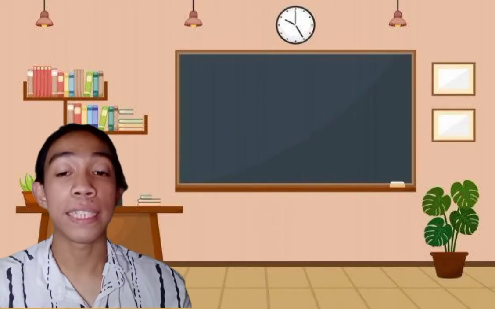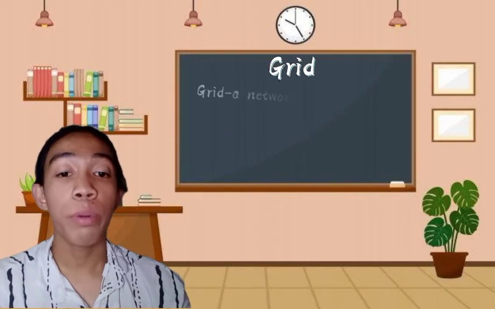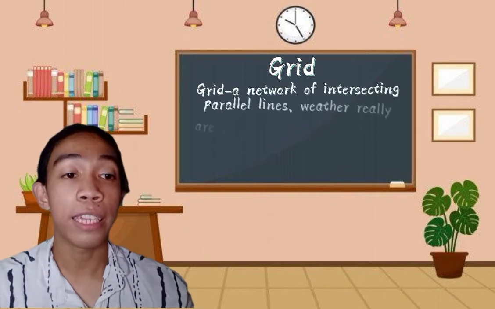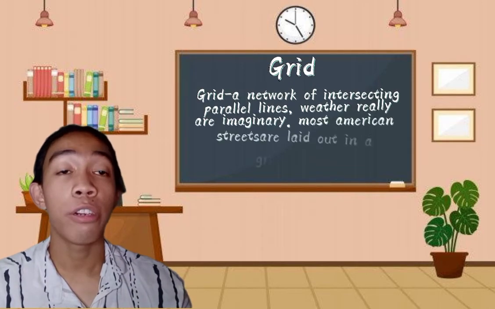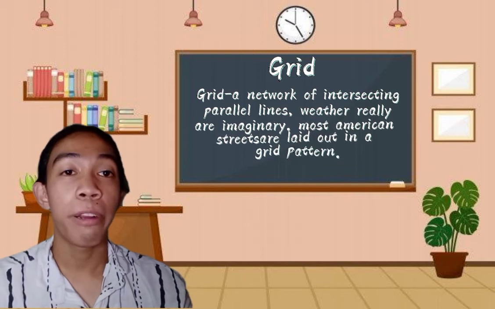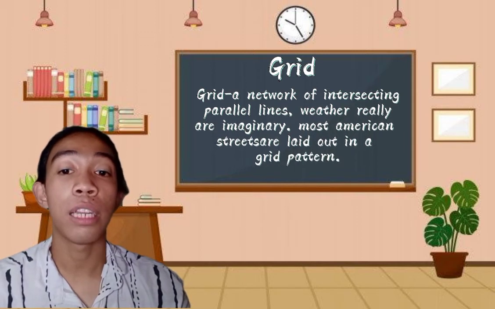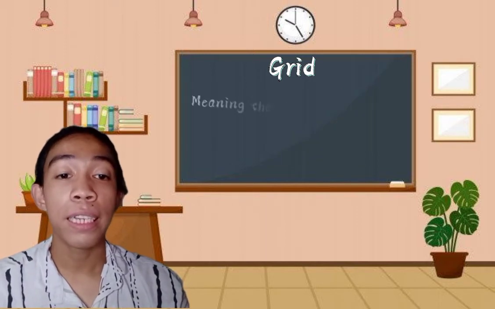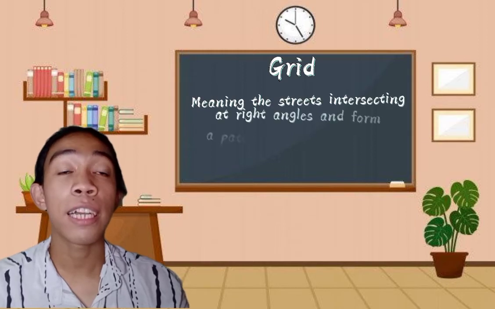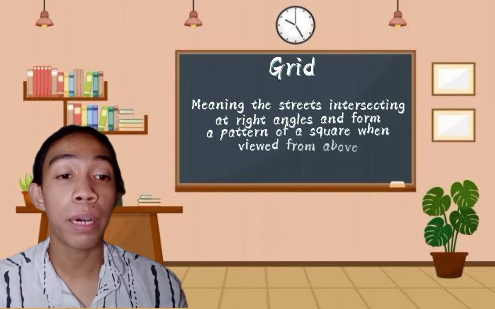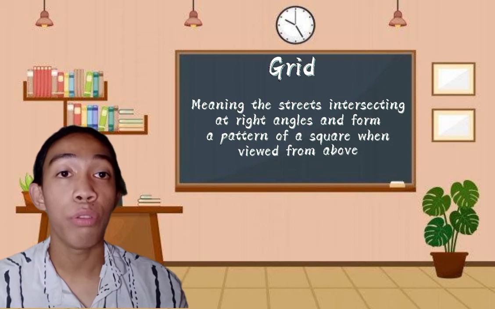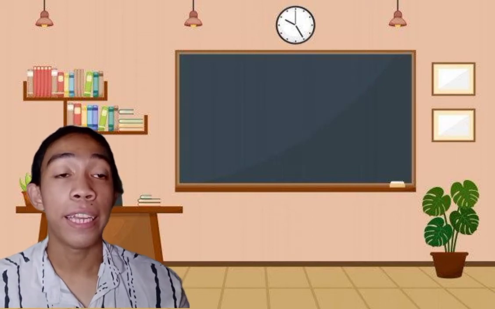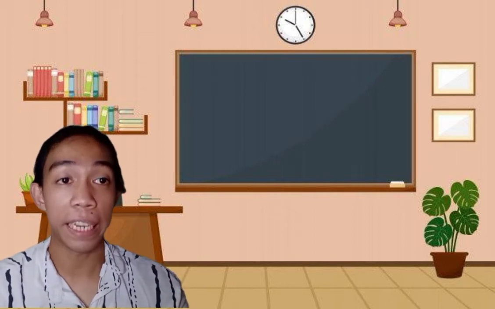The next one is grid. Grid is a network of intersecting parallel lines, whether real or imaginary. Most American streets are laid out in a grid pattern, meaning the streets intersect at right angles and form a pattern of squares when viewed from above. And here are some examples of grid.